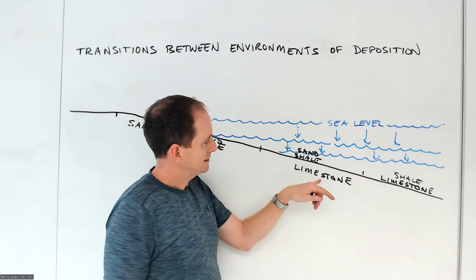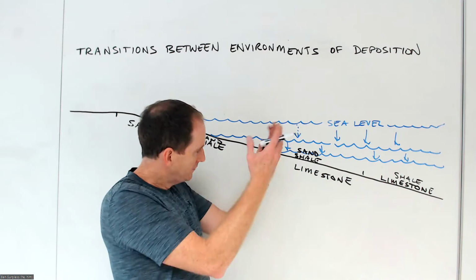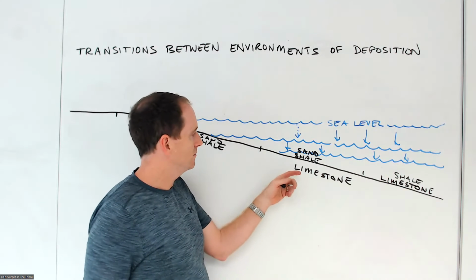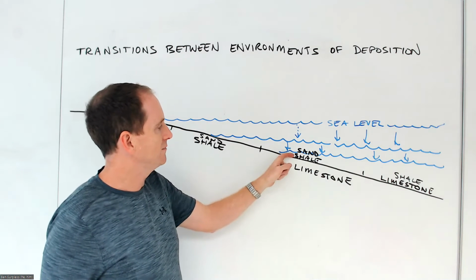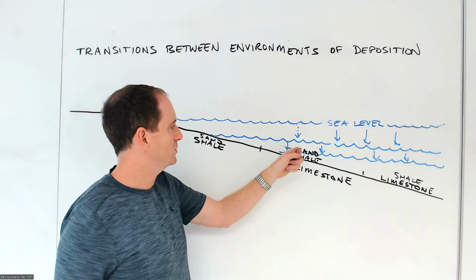So the cool part about this is, in the rock record, if you continue to have subsidence long term, you would record this period of sea level fall because you're going from a limestone to a shale to a sandstone.